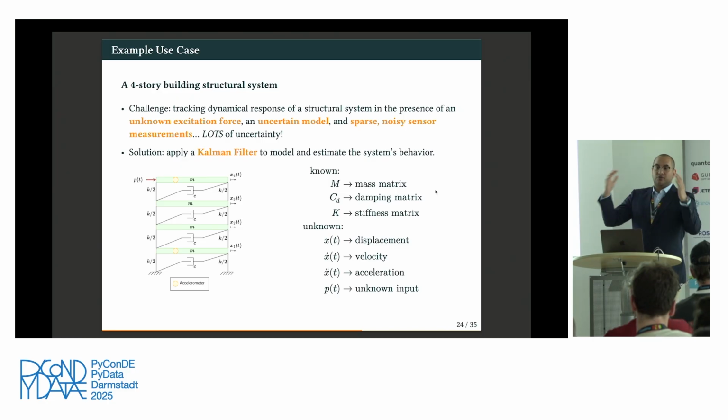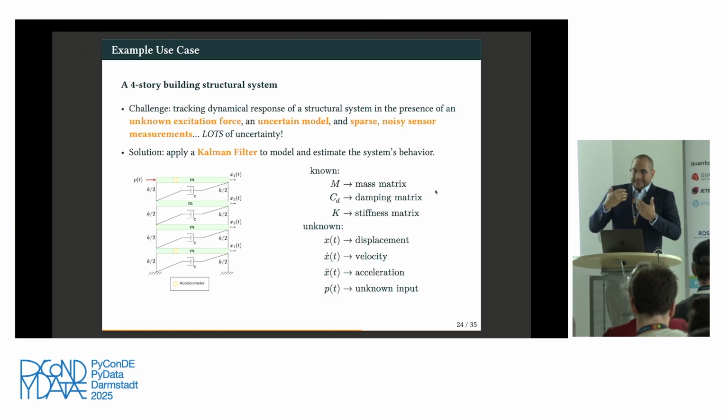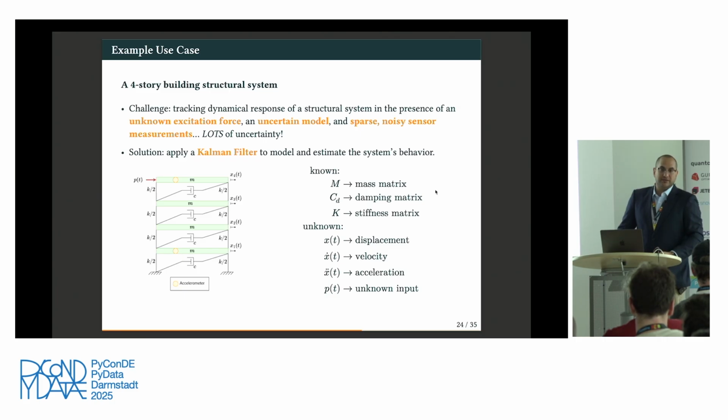Let's suppose that you have a 4-story building and you want to track its dynamical behavior when you're exciting it with some force, and the problem here is that you don't know what that force is, right? You have an uncertain model because, well, while that looks like a hopefully nice diagram, it's very far from what an actual building looks like. So there is some information lost there. There is some uncertainty associated with modeling your building with that shear diagram, right? And on top of that, you're assuming that you have sparse and noisy sensor measurements. So there's a lot of uncertainty. How do you deal with that?